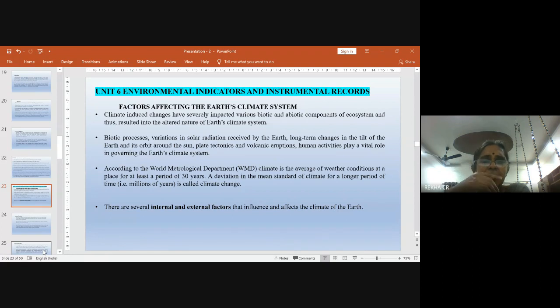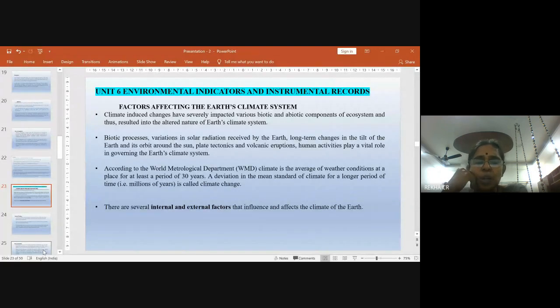So first, let us take up the climate. The climate-induced changes have severely impacted various biotic components. Biotic means living. Abiotic means absence of living components of the ecosystem. And it has altered the Earth's climatic system. So the natural processes, the variations in the solar radiation received by the Earth, the tilting of the Earth and its orbit around the sun, plate tectonics and volcanic eruptions, and human activities play a vital role in governing the Earth's climate system.